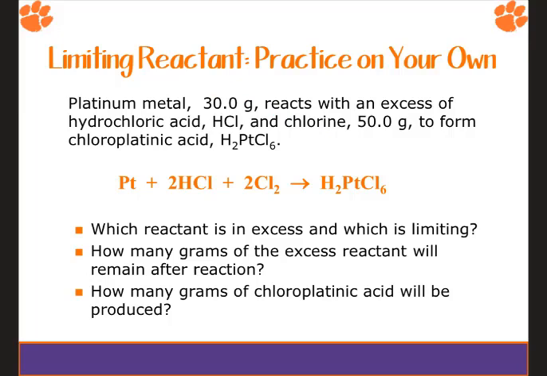So again, hit pause, work through it. Same exact steps as you did last time, except for this time you have 3 reactants, although that's not going to make this problem any longer because they don't give you a precise amount of hydrochloric acid. So you're only worried about, if platinum's the limiting, how much chlorine you have left over, or if chlorine's limiting, how much platinum you have left over. So again, work through it, hit pause, and then we'll solve it together.